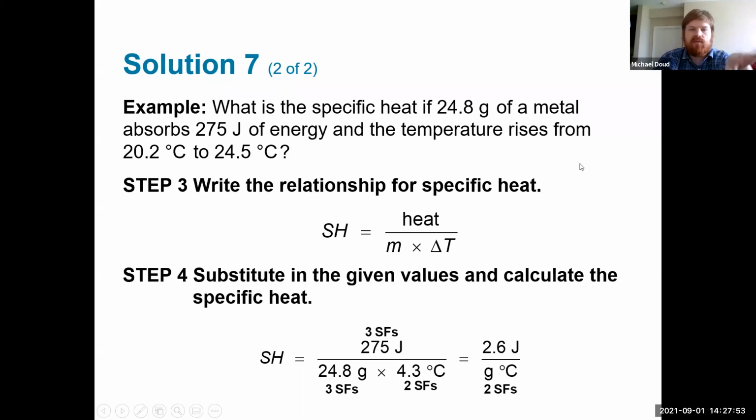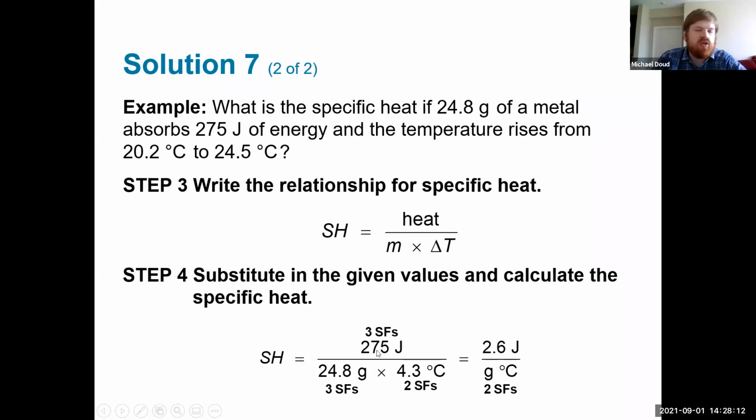So we give the given and needed quantities. Okay, here's where we go. Specific heat equals the heat divided by the mass and the change in temperature. It's 275 divided by 24.8 divided by 4.3. And that gives us our final answer of 2.6 joules per gram degree Celsius.